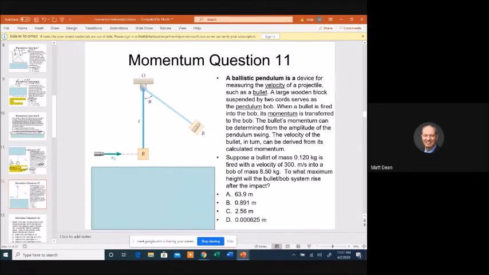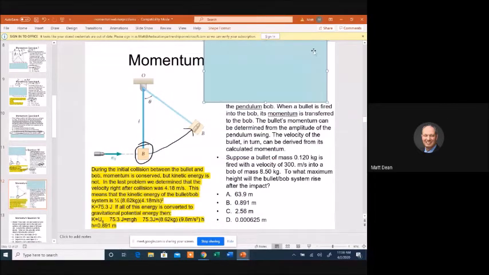All right, so question 11 is a continuation of that. We want to know to what maximum height will the bullet bob system rise after the impact. So after this bullet hits this box, the bob is going to be pushed up. And we want to know how high does it get pushed. What we've got to think about is just immediately after this bullet gets embedded in that box, all of the energy is kinetic energy. We just calculated the velocity of that combined system to be 4.18 meters per second.